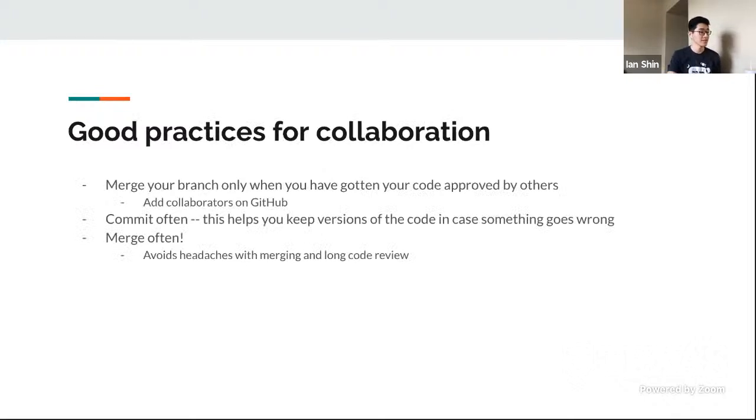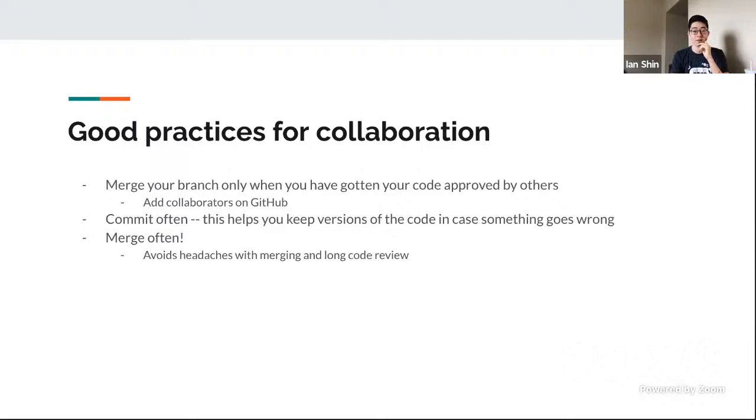And yeah, I can take this one. For good practices for collaboration and using Git, merge your branch only when you've gotten your code approved by others. This is a really important thing. I got yelled at for not doing that and just approving because I thought it was okay. But having a second hand reading through the code and your changes is really helpful in spotting mistakes, potential bugs, or just things that you haven't even seen before or didn't even think about.